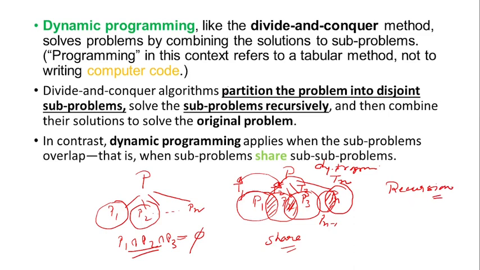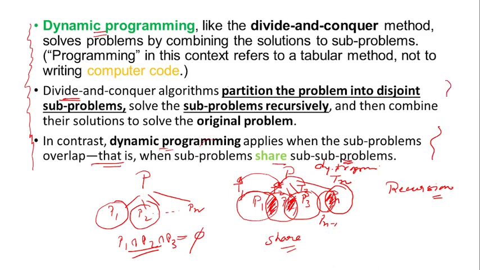So, the divide and conquer algorithm. This difference is very common. What is the difference between dynamic programming and divide and conquer? In many exams you can find this question being asked. What is the difference? Divide and conquer has independent subproblems. Dynamic programming has dependent subproblems. In contrast, dynamic programming applies when the subproblems overlap each other. So this is overlapping, this is overlapping, this is overlapping. When the subproblems share subproblems, this is the difference.